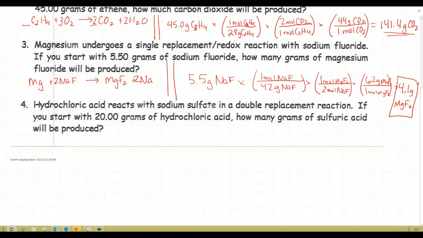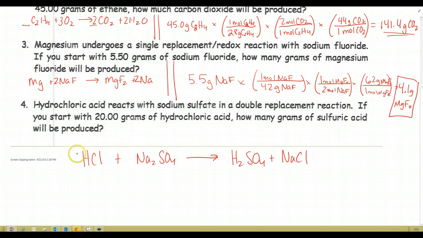Hydrochloric acid reacts with sodium sulfate in a double replacement reaction. If you start with 20 grams of hydrochloric acid, how much sulfuric acid will you end up with? Hydrochloric acid reacts with sodium sulfate to produce sulfuric acid and sodium chloride. Balancing this, put 2 there, and I'm balanced. So I'm going to start with 20 grams of hydrochloric acid.